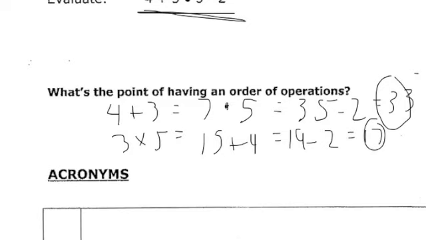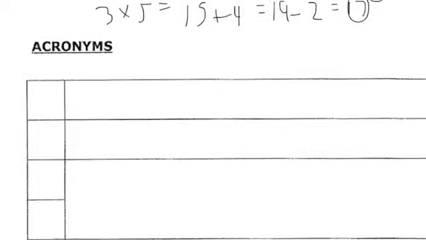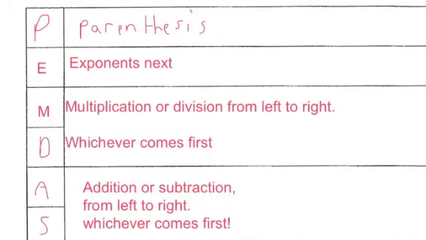So that's why we have order of operations, because if we do the problem in the exact same way all the time, we're going to get the same answers, and that's what mathematicians wanted to ensure. Okay, so let's come down here and take a look at the acronym that we have for order of operations. You guys have seen this many times before, and it is, okay, your rules are called PEMDAS.